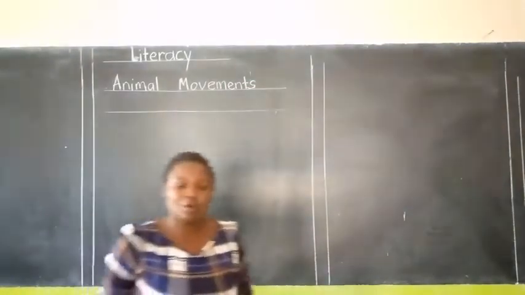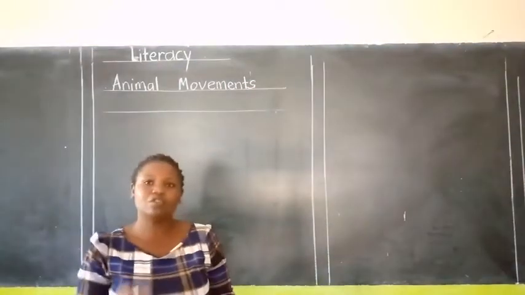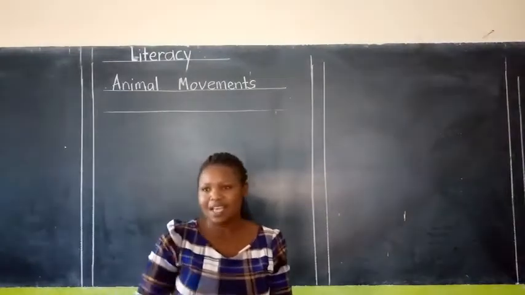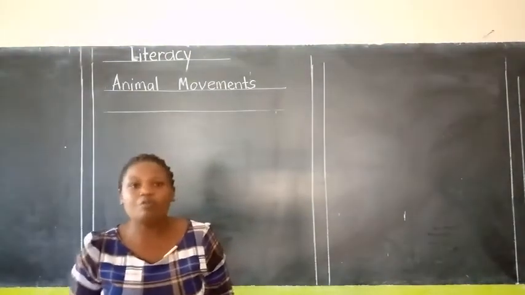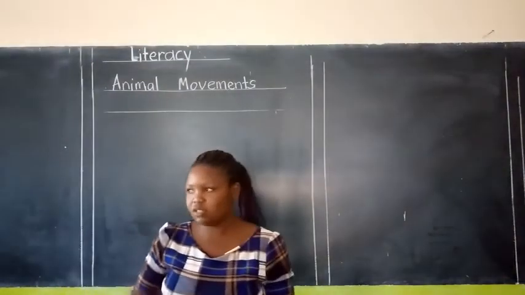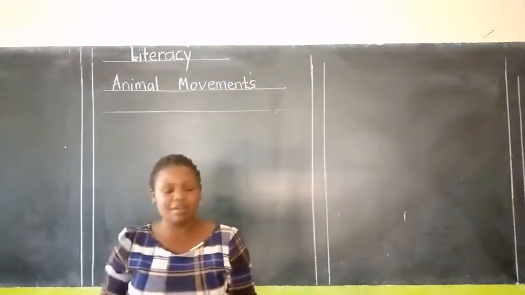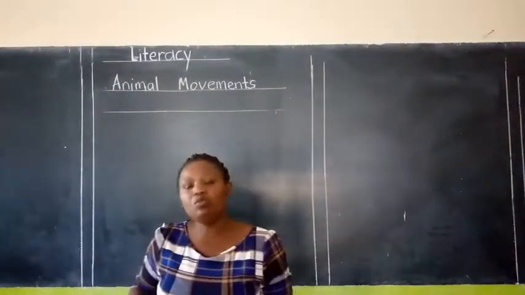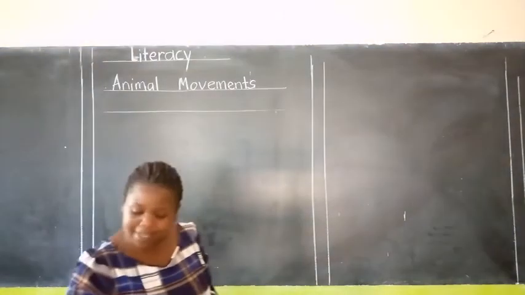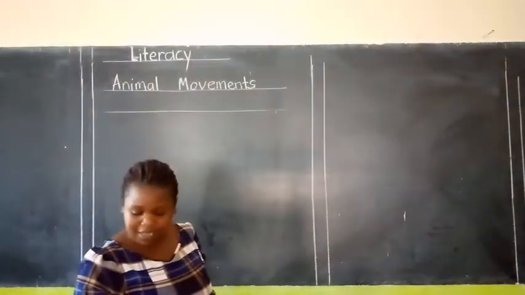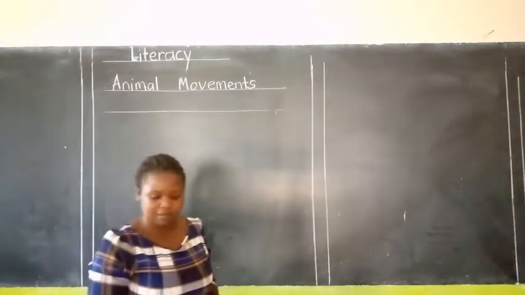How do animals move? What is animal movements? Animal movements is the way animals move. Because we have different animals and they have their own way they move. Now let us look at them one by one.